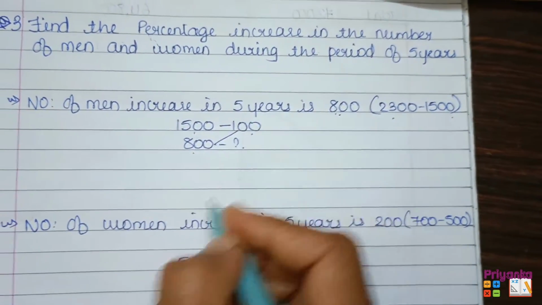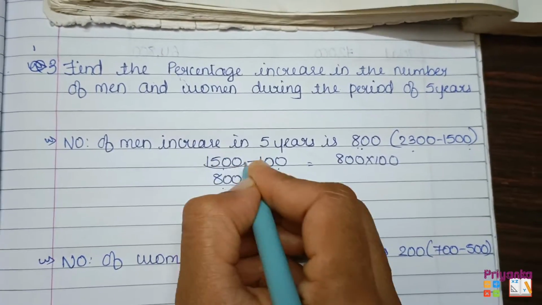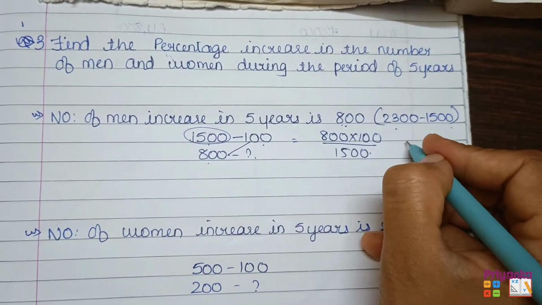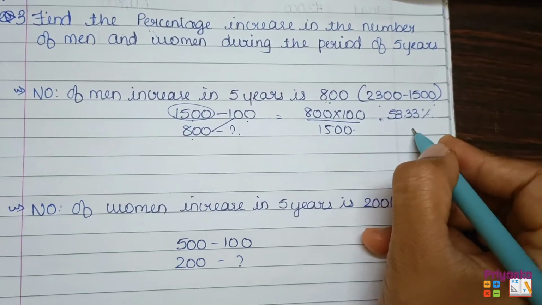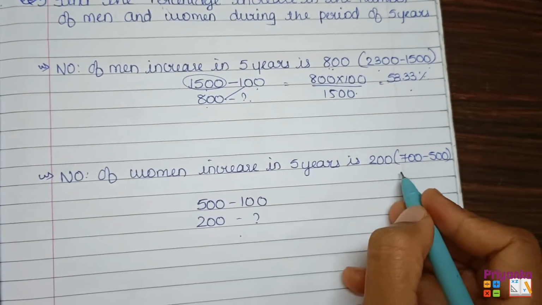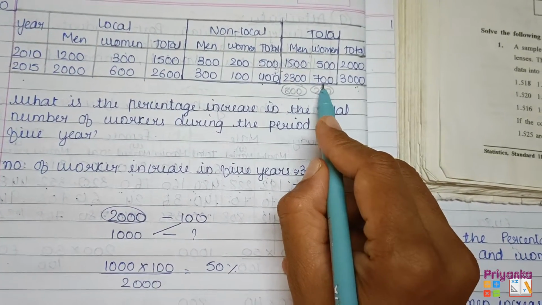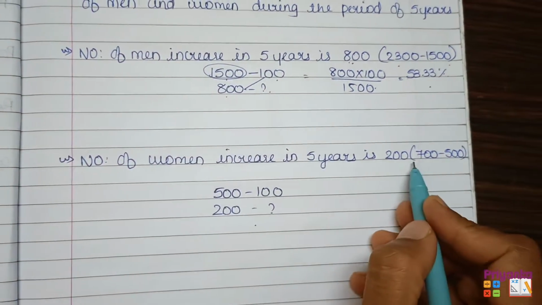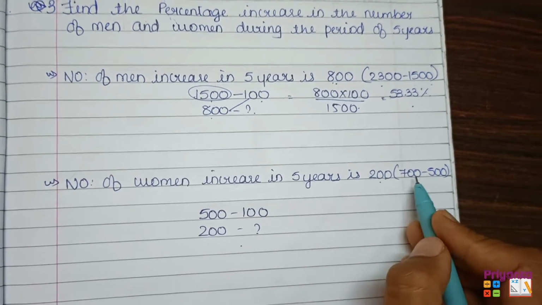again we'll use cross multiplication, 800 into 100 divided by 1500. Here we get the answer that the number of men increase within this 5 years is 53.33%. Same we'll do with women, as we saw in the table that it was before 500 and then it has been increased to 700. So it has been increased by 200.